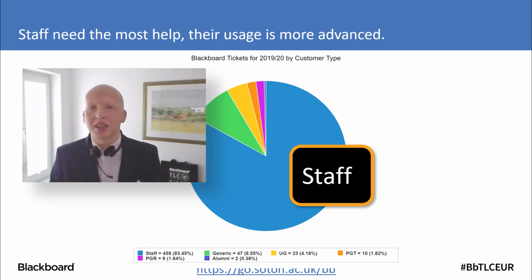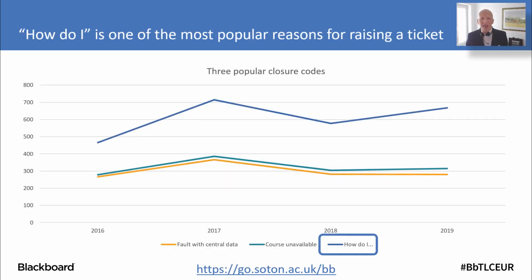And the types of questions that they're asking, there's some three popular ones, like how do I, which is kind of what I classify as tickets where someone is either asking how to do something, or they're trying to do something and they're not doing it right, or things just aren't quite working and they just need some kind of assistance on how to use the product Blackboard. That's one of our highest areas of causes for someone raising a support ticket.